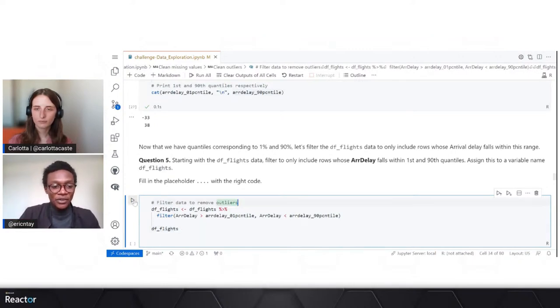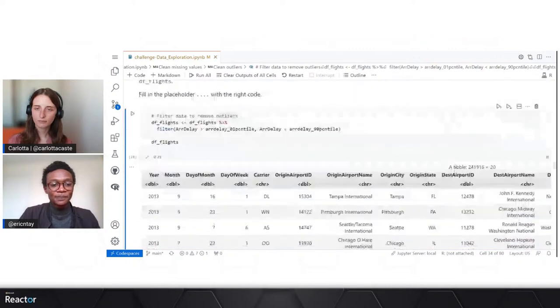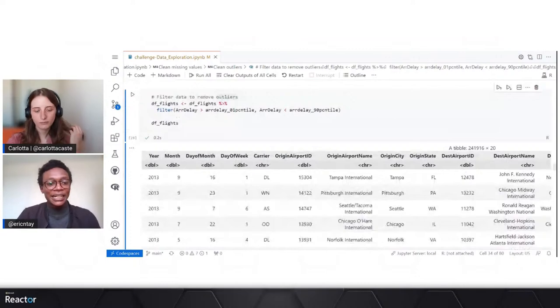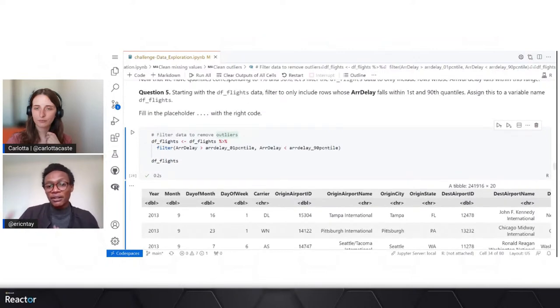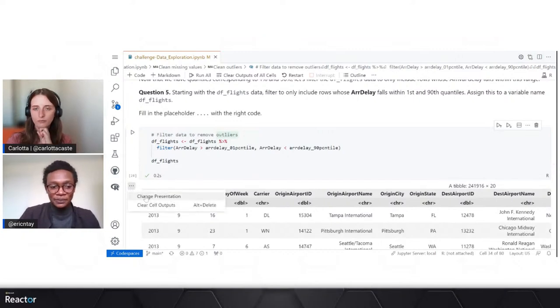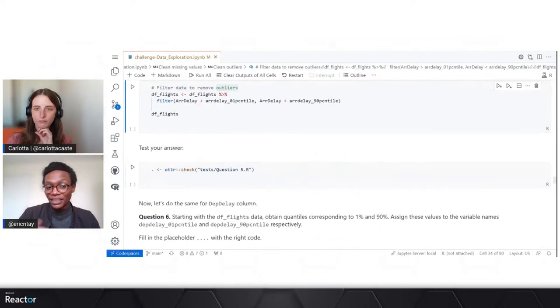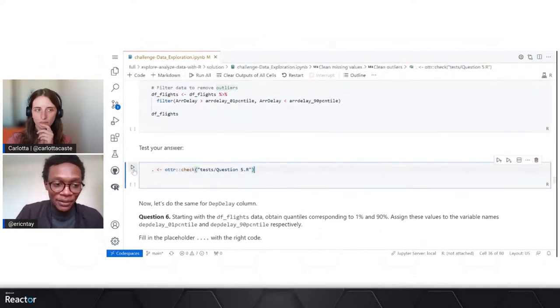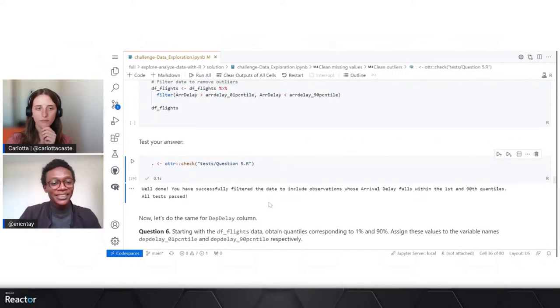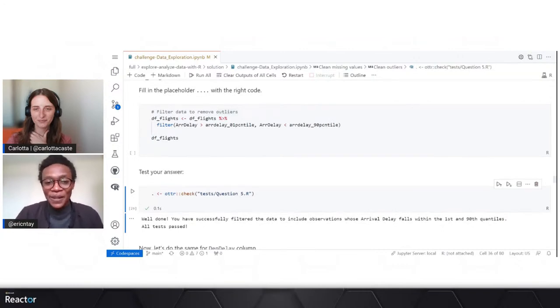So we can run this. And yes, we get this nicely trimmed data set where the values of the arrival delay column are within the first and 90th percentile. So we can clear the cell output and check whether our answer is correct by running this code chunk. And yes, we have successfully included observations whose arrival delay falls within the first and 90th percentile. So with that done, Carlotta, do you have any more questions with this question, or do you proceed to the next?